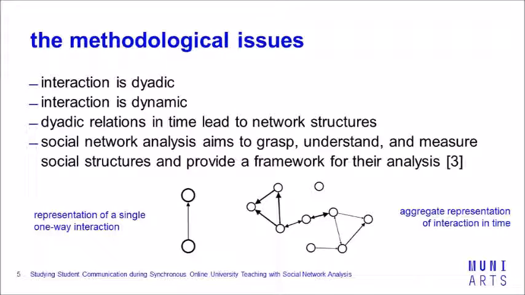Now, if you take any interaction in time in some group, such as online university lessons, you will necessarily get network structures, such as the one you can see in the picture on the right side. So if you aggregate interaction between, for example, students in a classroom in time, you will always get some network structure.